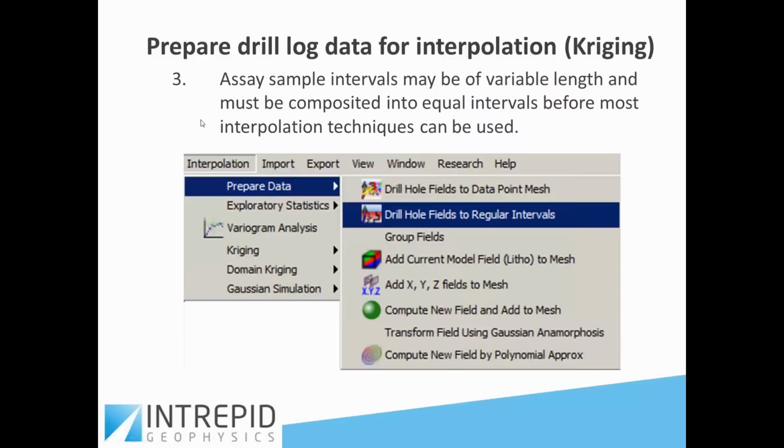Another thing we may want to do next is to prepare the drill hole log data for interpolation or kriging. Assay sample intervals may be of variable length and must be composited into equal intervals before most interpolation techniques can be used. Here we're going to prepare data from the interpolation main menu, and we're going to change drill hole fields to regular intervals.